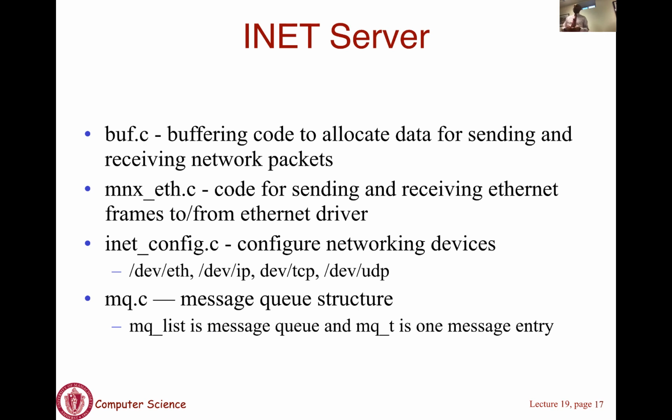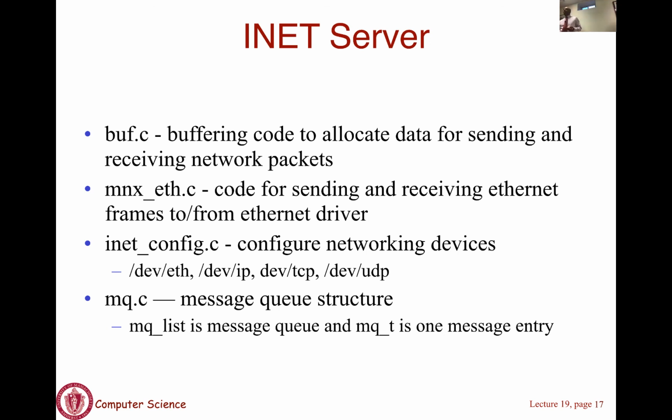There are several other files in that directory that are noteworthy. The buff.c file is responsible for buffering code for sending and receiving network packets. Okay. There is the Minix Ethernet code, which is the generic code for sending or receiving over an Ethernet card. That code is going to interface with the device driver that actually does the sending or receiving. Okay, so this is the device independent Ethernet code that's in the INET server, and then the device specific one is going to be in the device driver. Okay.